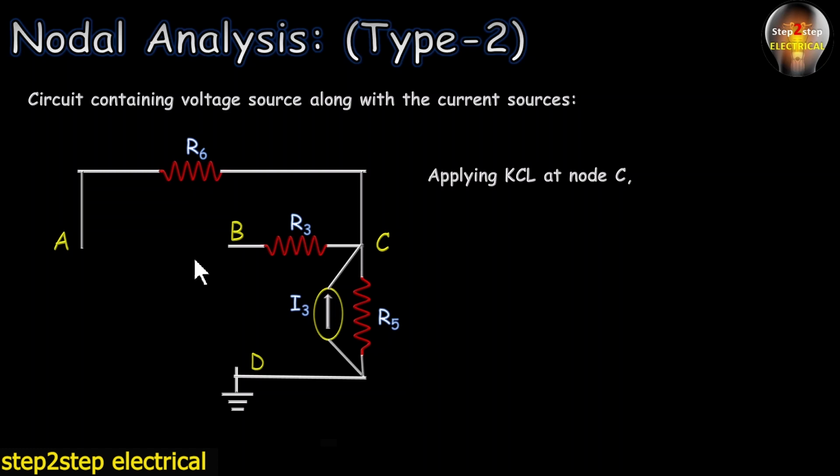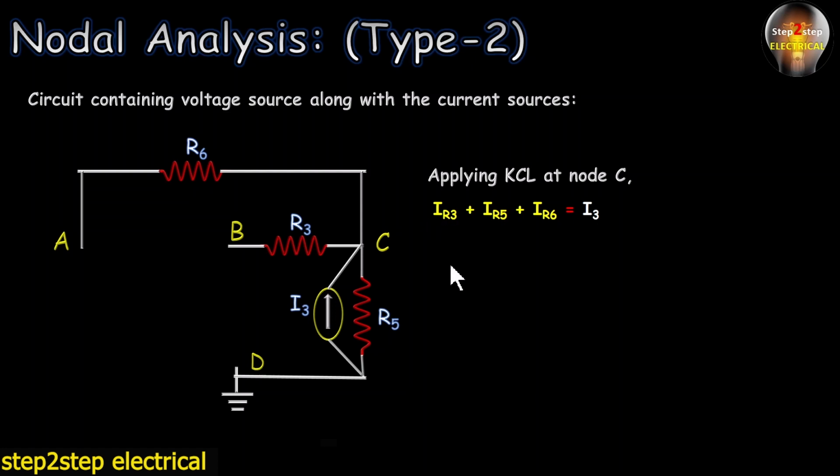So assume I3 as the current, the only current which enters node C, while the currents through R5, R3 and R6 leave node C. Okay, so let's write here IR3 plus IR5 plus IR6 is equal to I3, and this is the KCL equation.